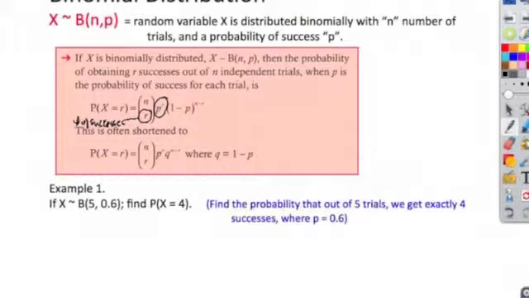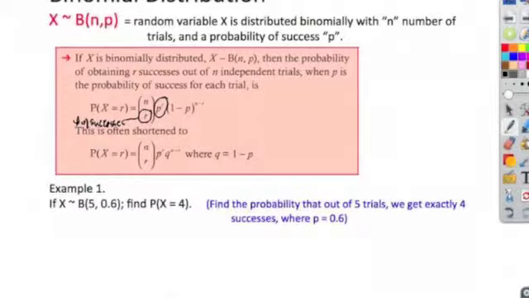All right, and now we'll do the example. So in the question, they're giving you the information that X is distributed binomially with 5 trials. The probability of success is 0.6 on each trial. What the question's asking is find the probability that X equals 4. So in other words, what's the probability that there are 4 successes?